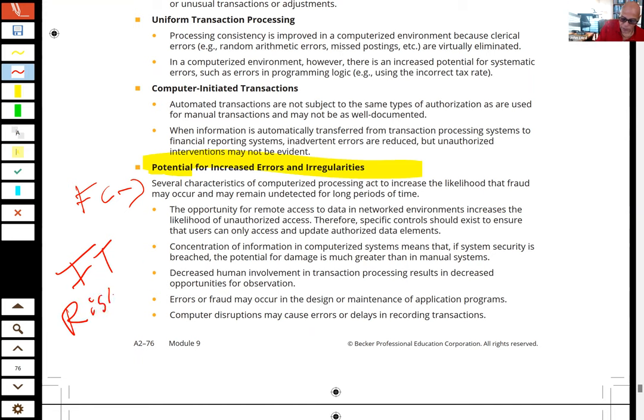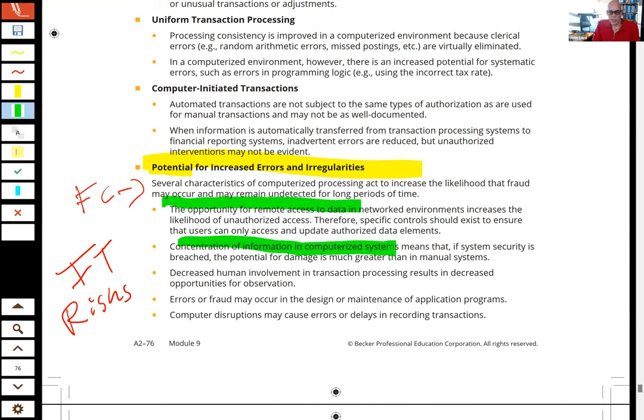These are IT risks, and they talk about the potential for increased error or irregularity. So you can see the opportunity for remote access to data. Somebody can hack in remotely into your system. They may be in another country, we're learning, right? And hack in to your system somehow. Concentration of information in computerized system. What happens there?